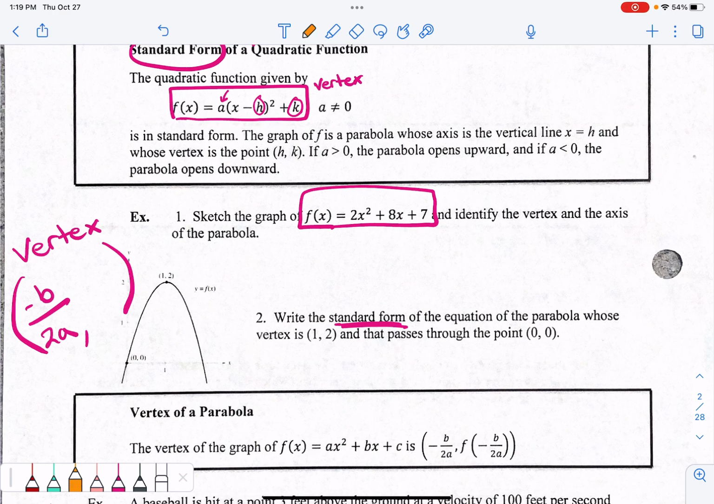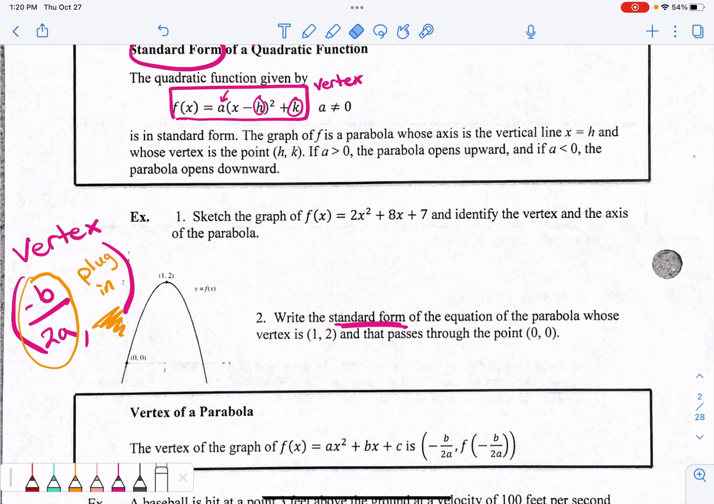Negative b over 2a. Now, how do you find the y coordinate after you've done negative b over 2a? You plug this guy back into here, and that gives you the y coordinate. No, that's not the y-intercept. So I just say plug in. Plug in. That's how you find the vertex. For all the x's? Yes, whatever number you get, plug it in for all the x's. Exactly.